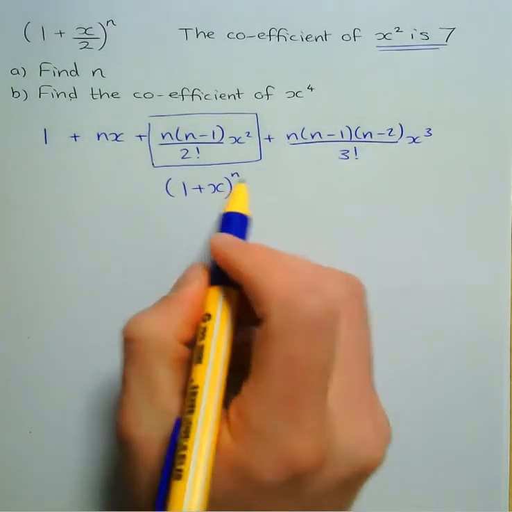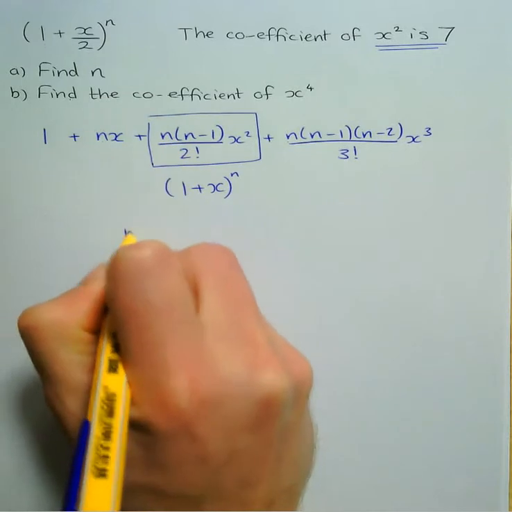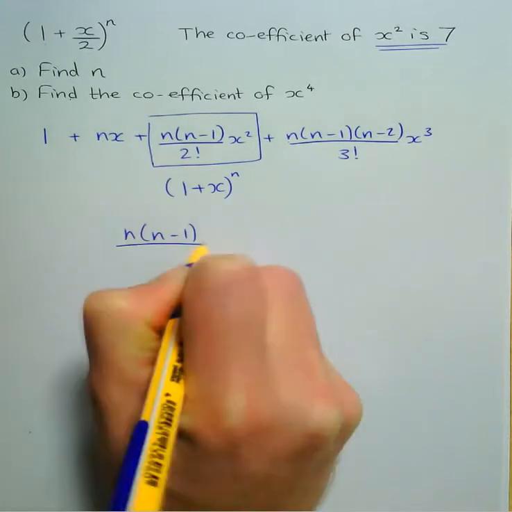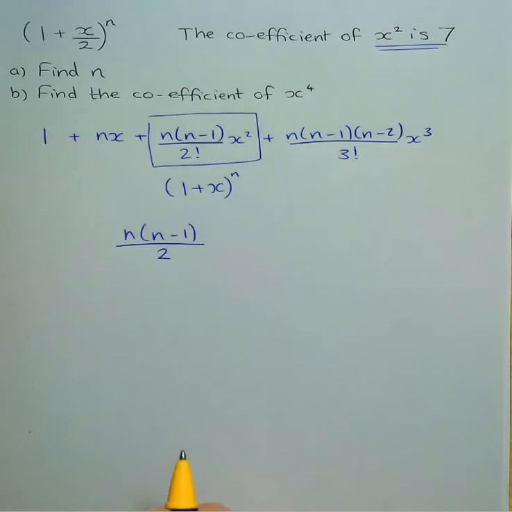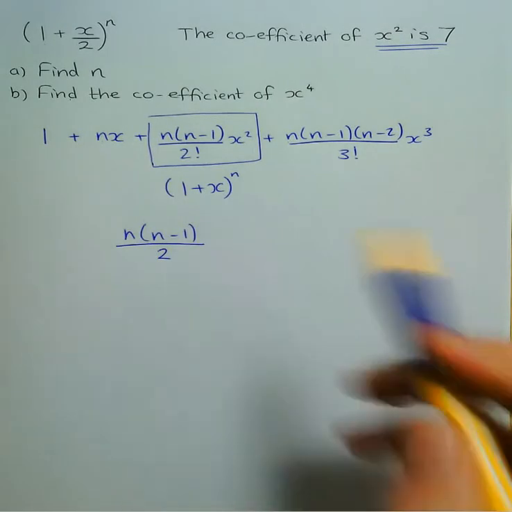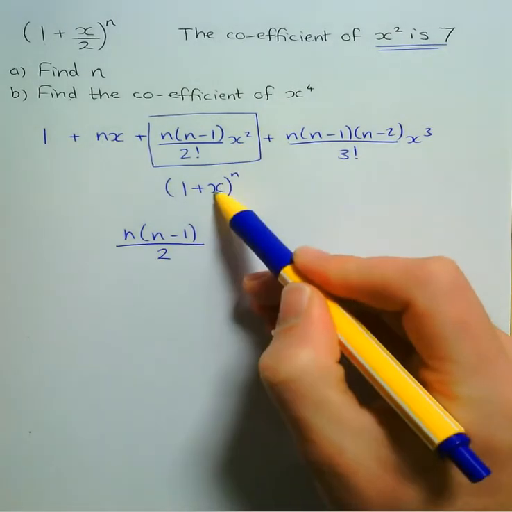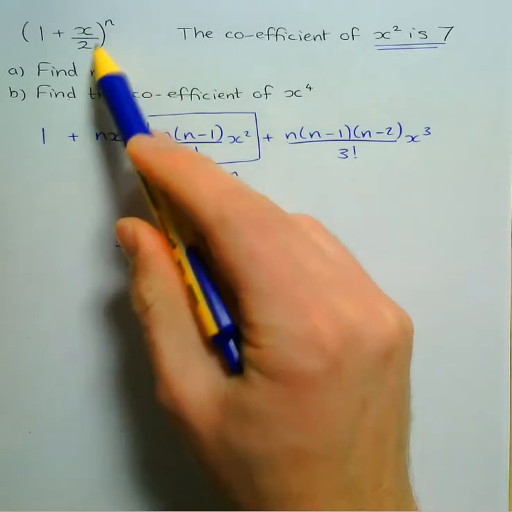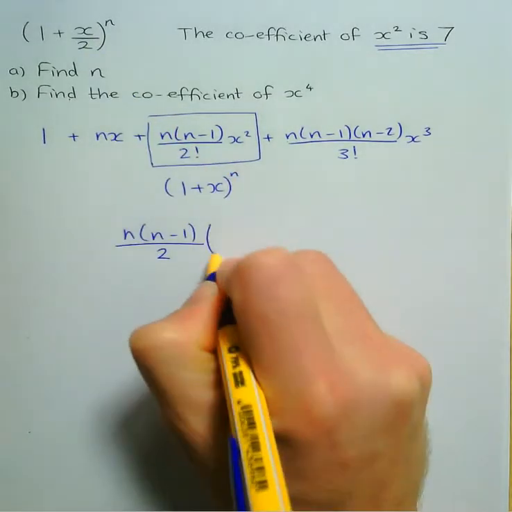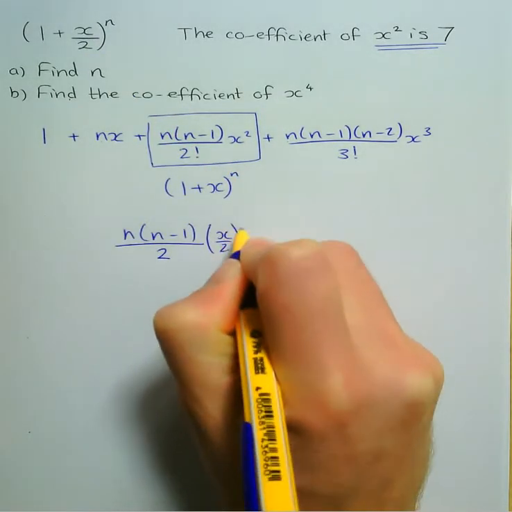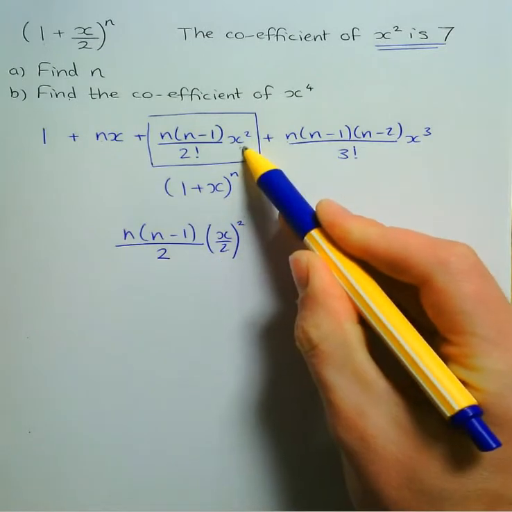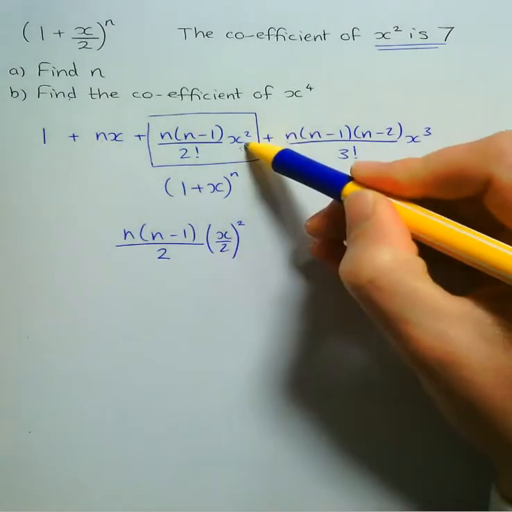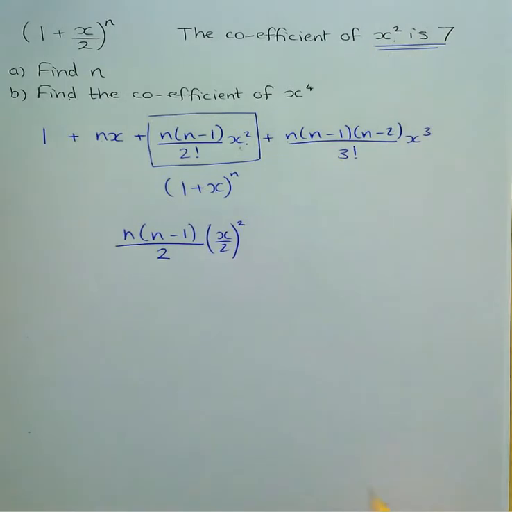Okay, so what's n? Well, n's our power, so we can't do anything with that. So we're just going to write that numerator. 2 factorial, 2 times 1, well, that's 2. And this is the part where students begin to make a mistake. So what is our x here? So our x is x over 2. So we've got x over 2, and that is being squared if we're using this term. Okay, and just to remind you, I'm using this term because we're told the x squared term.